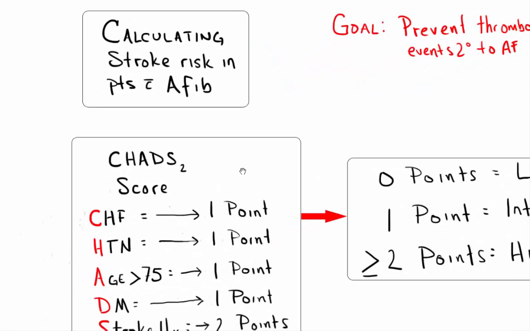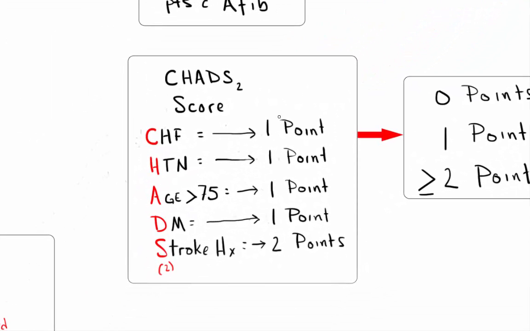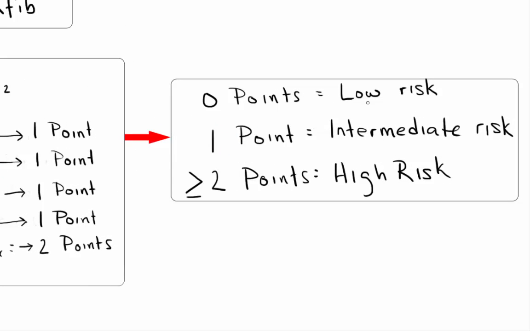And the CHADS-2 is a 6-point scoring system that gives you 1 point for CHF, 1 point for hypertension, 1 point for age greater than 75, 1 point for a history of diabetes, and 2 points for a history of stroke or TIA. A score of 0 is going to indicate the patient's at low risk for stroke. A score of 1 puts the patient at intermediate risk, and 2 or more points means that the patient has a really high risk of stroke.